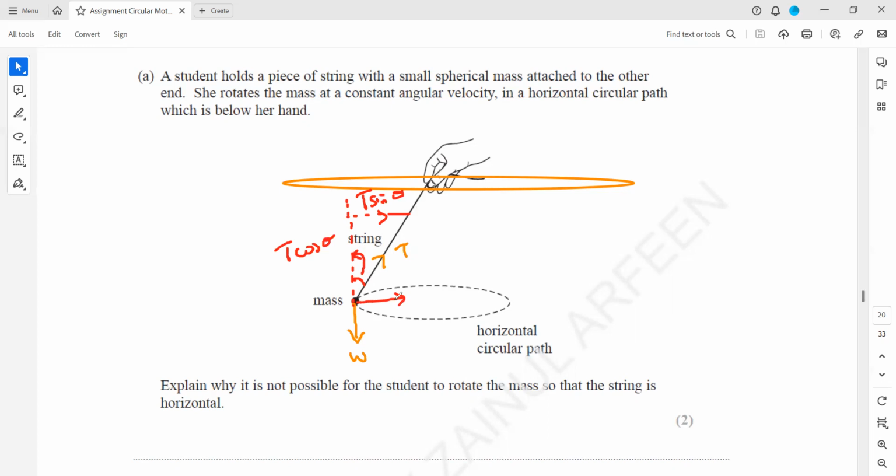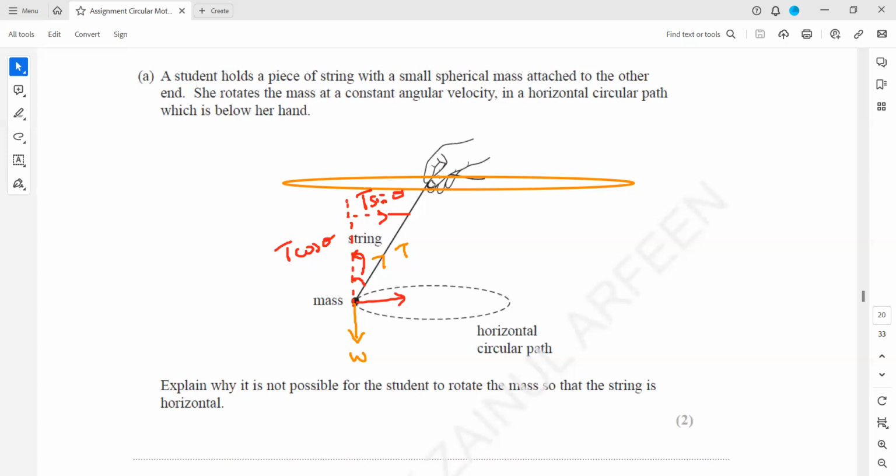So why is it not possible for a student to rotate this mass in a horizontal circle? Two reasons. Number one, there is a weight acting. If weight is acting, there must be a force which balances the weight. And what is that force? That force is a component of the tension.